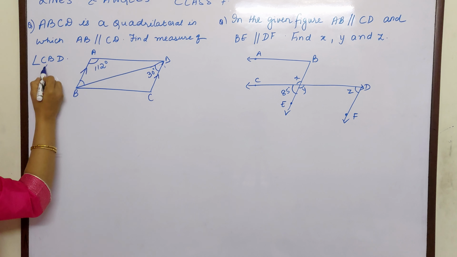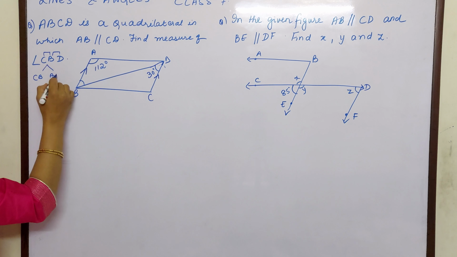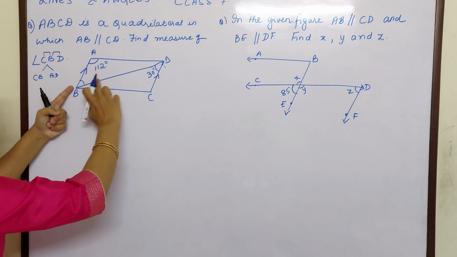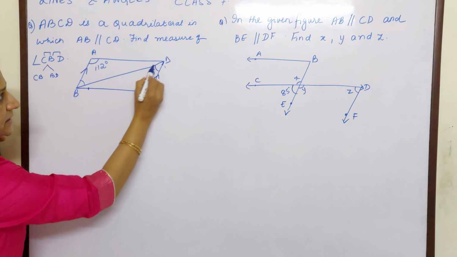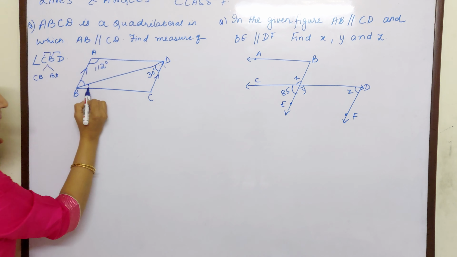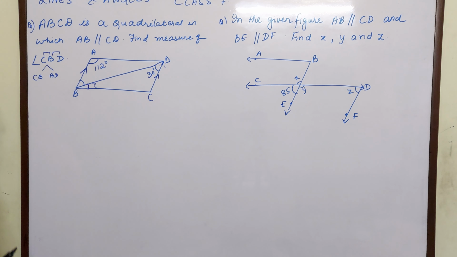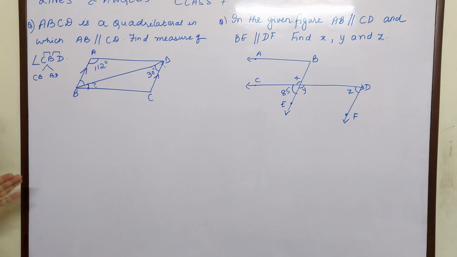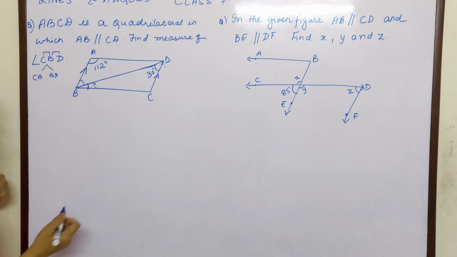CBD means it is CB and BD. So where is CB? This is CB. And where is BD? This is BD. So CB is this line and BD is this line. So you have to find angle CBD. This is what we have to find. Now let us see. You know that AB is parallel to CD and then BD becomes the transversal, children, right?